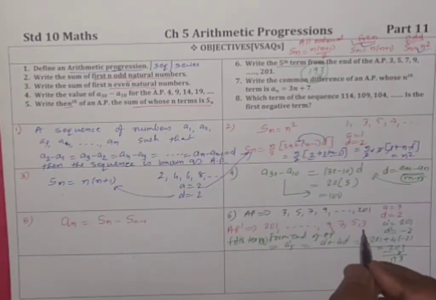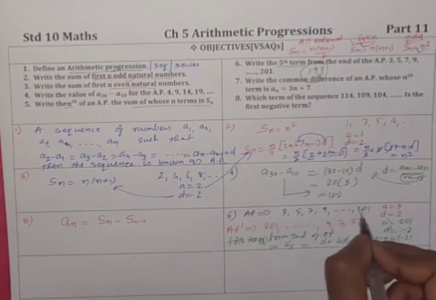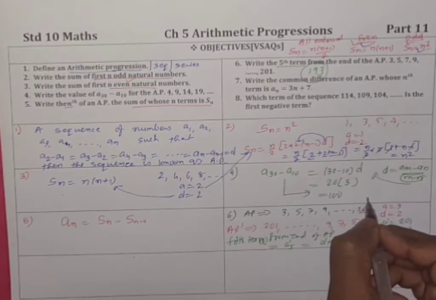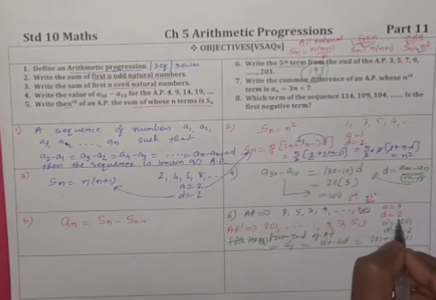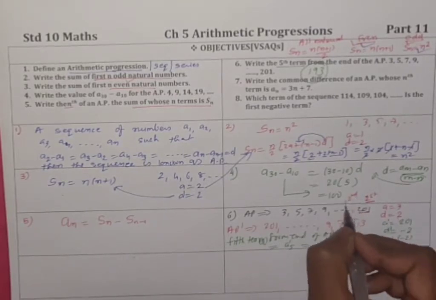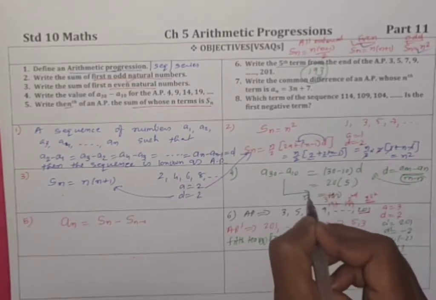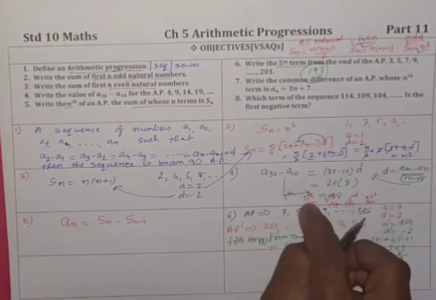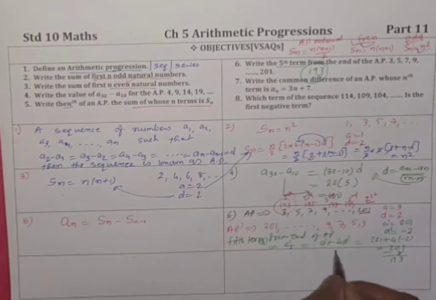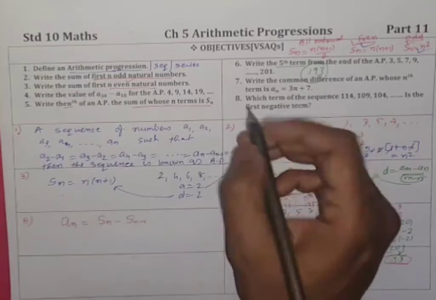Children, we could also do it directly. This is the last term, the first term from the end. The second term from the end will be 2 less because the common difference is 2. So that is 199. The third term is 2 less, 197. The fourth term is 2 less, 195. And the fifth term from the end is 2 less again, and that is 193. Got it? Alright.